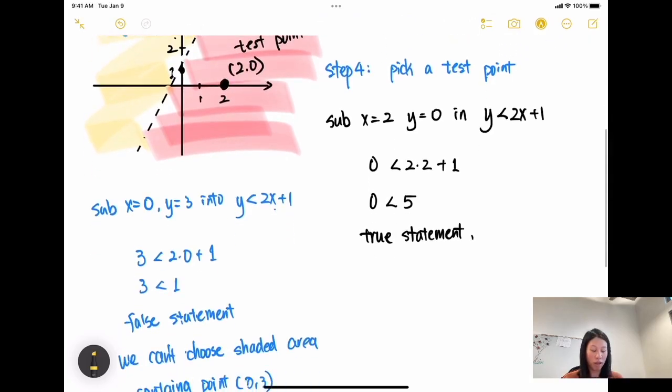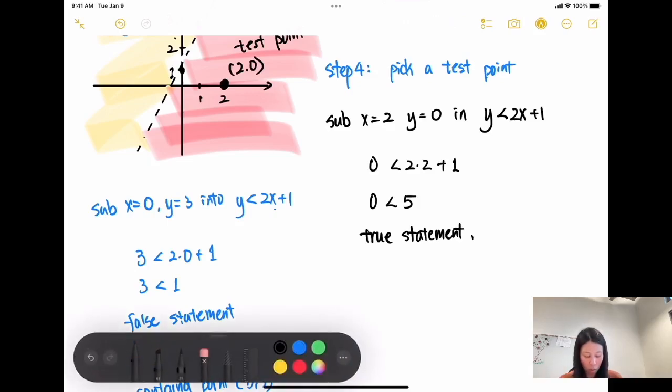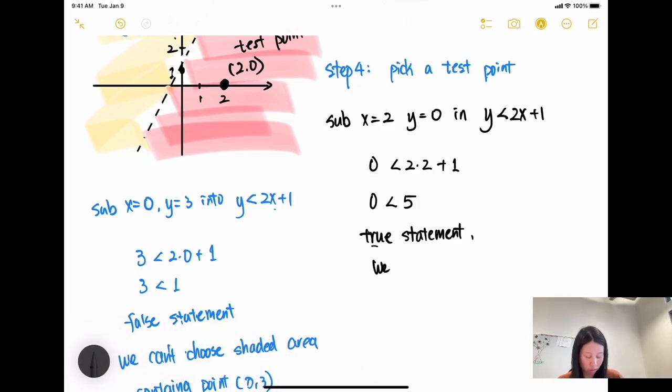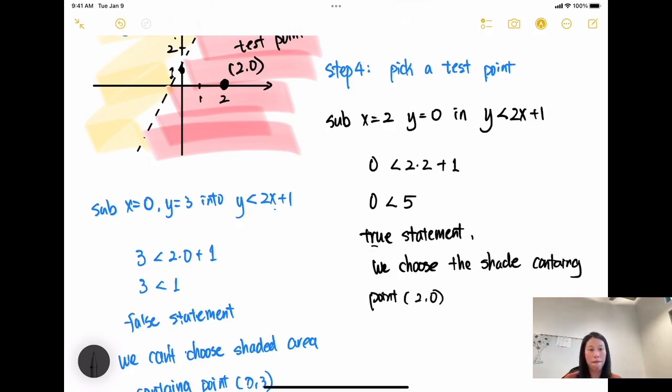As long as you know that, hey, if it's a true statement, that means we are choosing the shaded area containing the point 0. That's it. Or you can say, hey, I'm choosing the red shaded area, or you just label it.